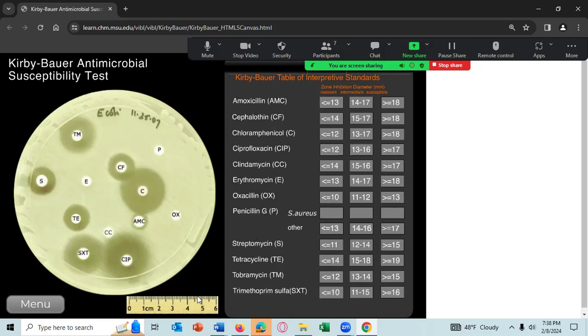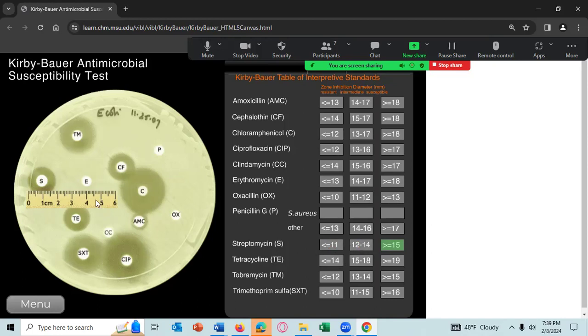And then you take the ruler and you measure the size of the zone of inhibition. So right there, that's about 18 to 19 millimeters for the size of the zone of inhibition for streptomycin. And so that's greater than or equal to 15. So we select that. If it's green, it means you selected the right answer. If you select the wrong answer, you'll see a red X.